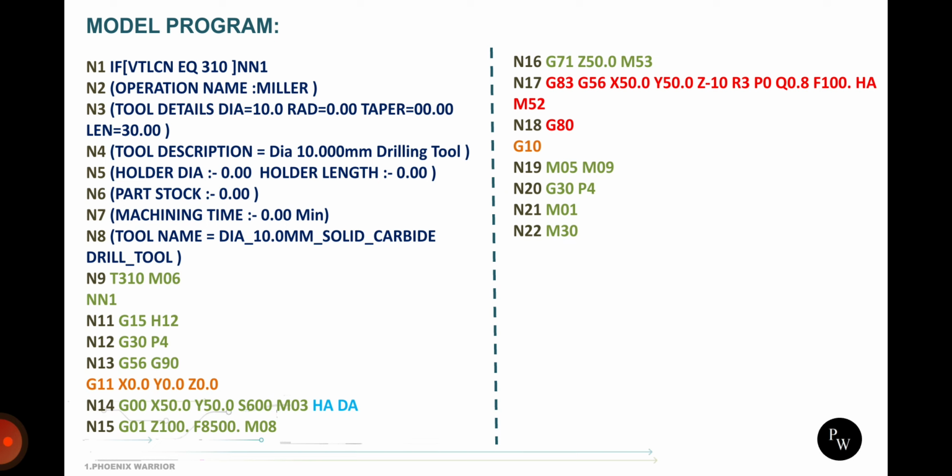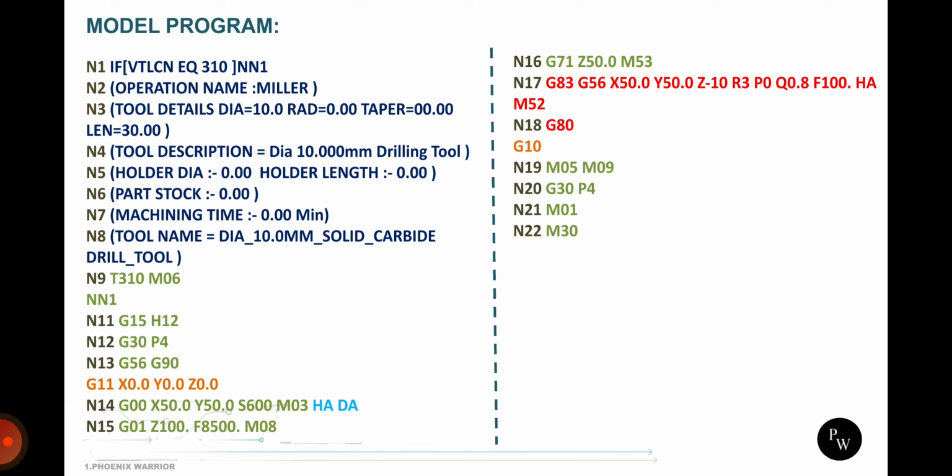After that, Z100 is an approach distance from the workpiece. After that, G71 M53, retract for multiple holes, multiple planes. It retracts to the R point, sorry, the I point. M53 is the same. And G83 is the peck drilling cycle, which I will explain in detail. After that, cycle cancel. G10 is datum shift cancel.